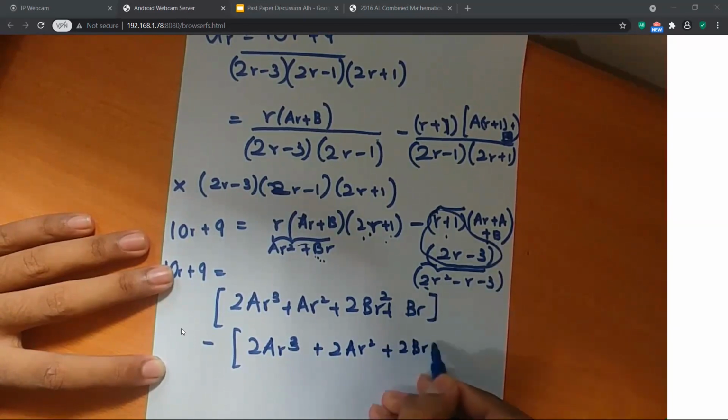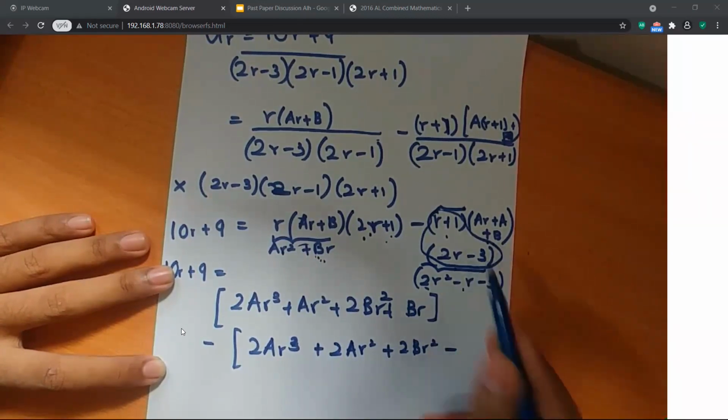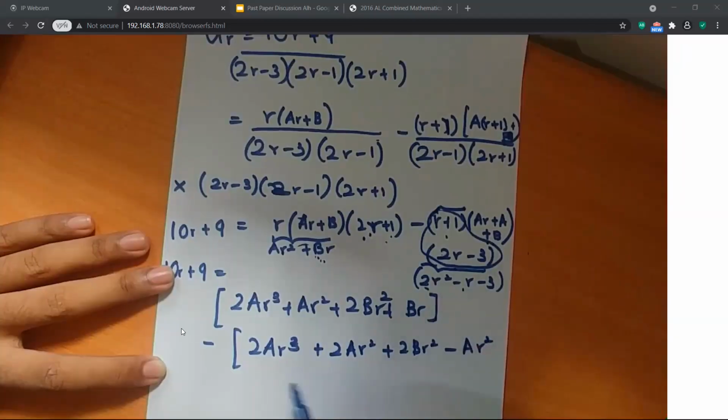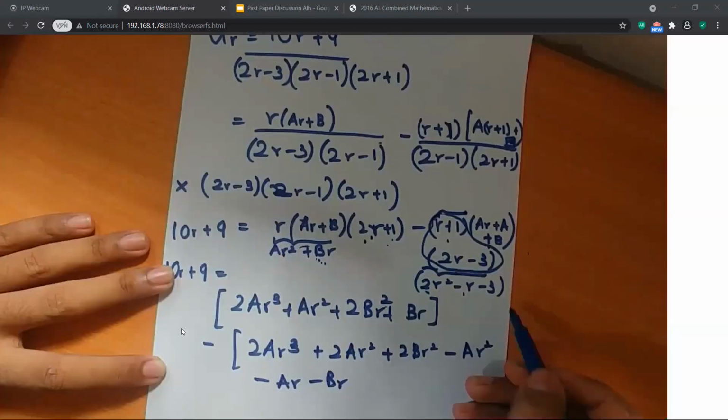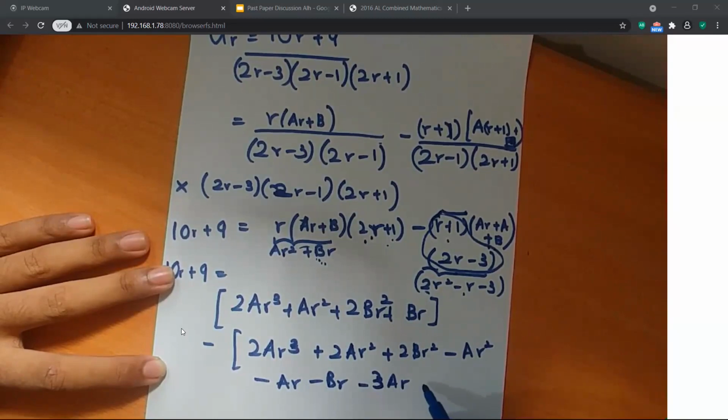2BR square. Then minus R times AR is minus AR square. Minus R times A is minus AR. Minus R times B is minus BR. Then minus 3 is minus 3AR, minus 3A, minus 3B. Right.